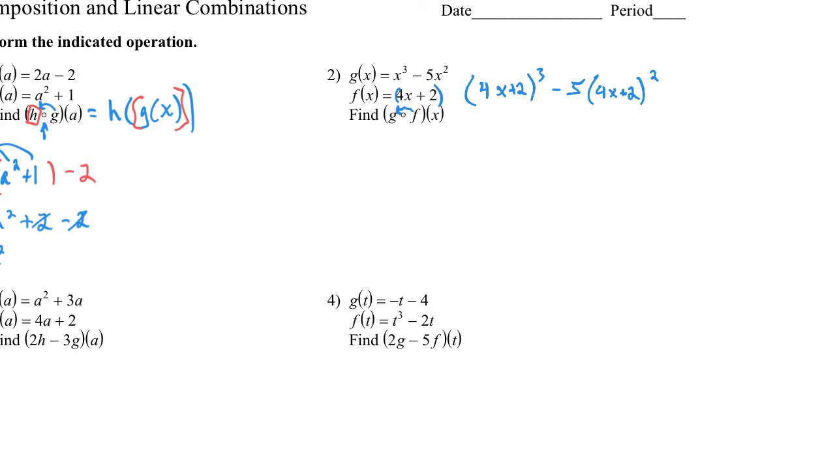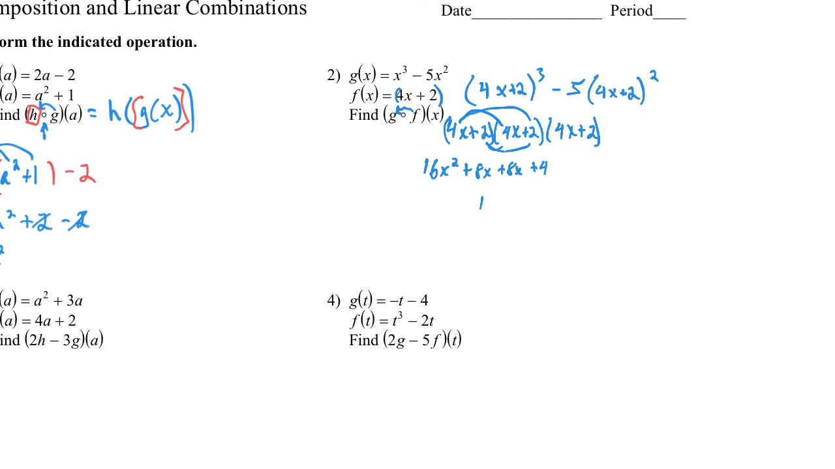So this one's going to be fun because I have to cube this 4x plus 2. So I have to take 4x plus 2 times itself 3 times, and see what I get. So you take one pair at a time. So start with the 4x, or the first pair. So 4x times 4x gives me 16x squared. 4x times the 2 is 8x, and then another 8x, and then plus 4.